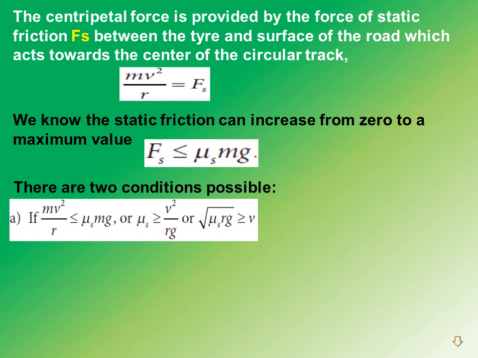There are two conditions possible. One is if mv square by r is less than or equal to mu s mg, or mu s is greater than or equal to v square by rg, or root of mu s rg is greater than or equal to v.